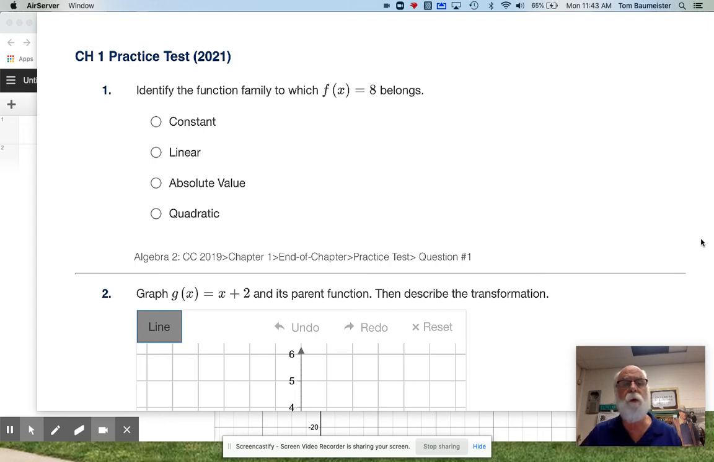Here's the chapter 1 practice test. So number 1, identify the function to which f of x is equal to 8 belongs. And remember, when it says it's just a number, no x or anything else like that, that is just going to be a constant function. So number 1 is constant.